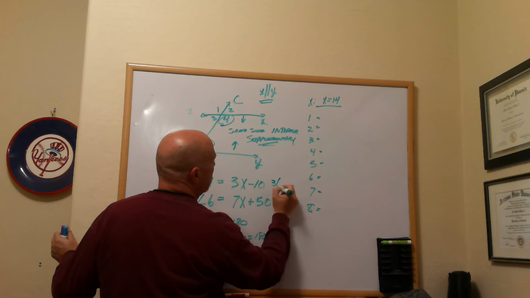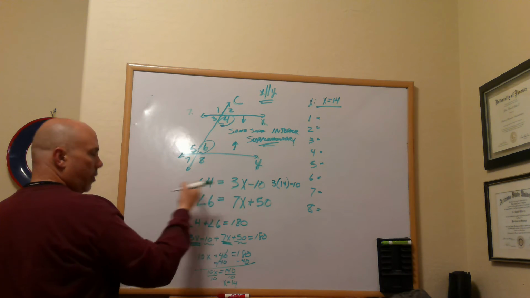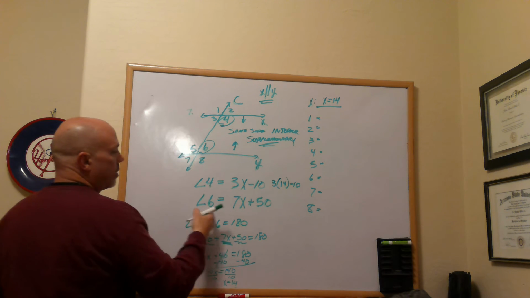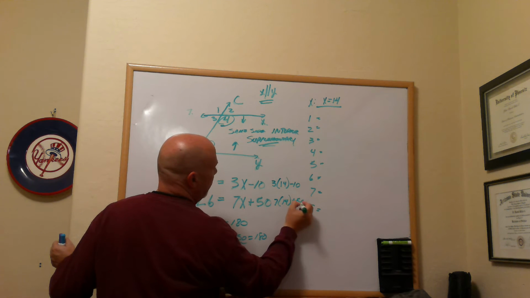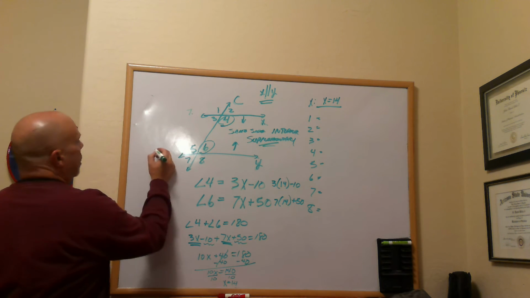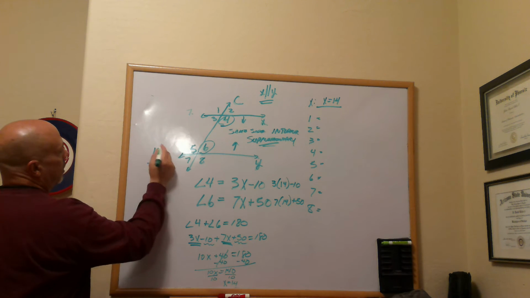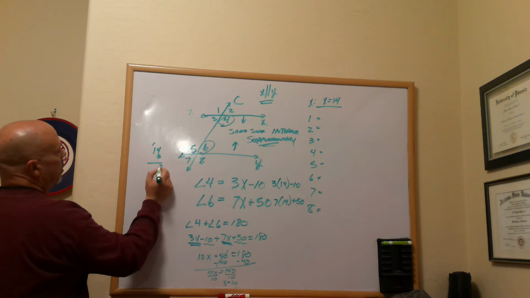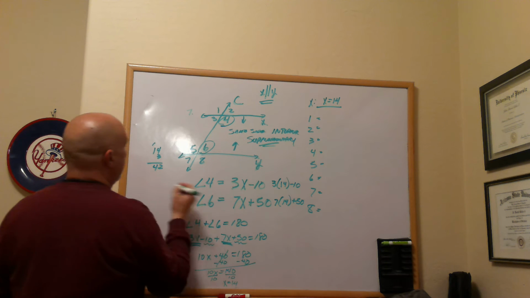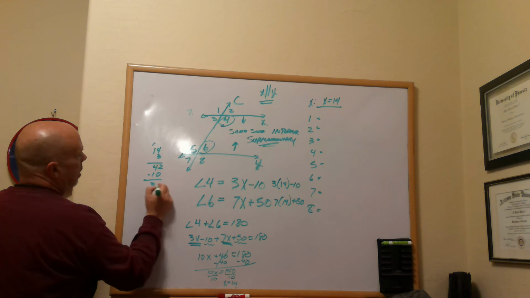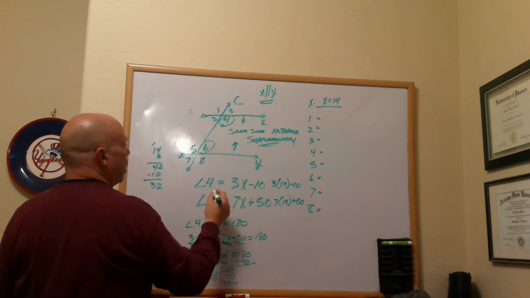I have to come back to my expressions and then substitute that 14 in for x. So I have 3 times 14 minus 10 for the value of angle 4. And for the value of angle 6, I'm going to take 7 times 14 and then add 50. Okay, so 14 times 3. You could do this in your head. If not, just use long multiplication. 4 times 3 is 12. 3 times 1 is 3, plus 1. That's 42 minus 10 is 32. So the measure of angle 4 is going to be 32 degrees.